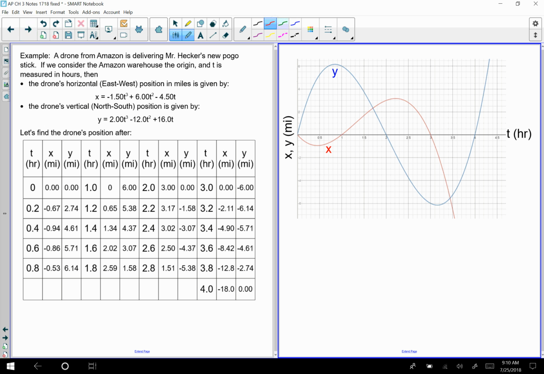And what does it tell us? Well, it looks like after a little less than half an hour, our drone's x position is decreasing, right? So it's moving west, stops moving west, begins moving east, moves east, slows down, stops, and then it goes back west, faster and faster, right? And similarly, in the y direction, it begins moving north, but then it slows down, stops moving north, begins going south, faster and faster, stops moving south, goes back north again, right?